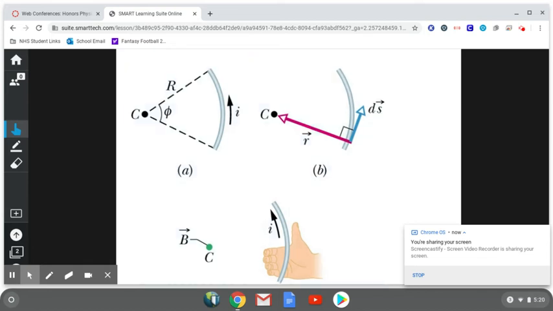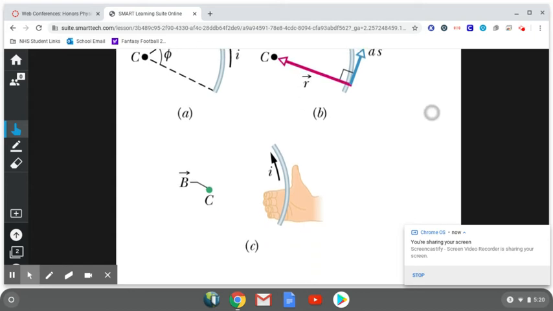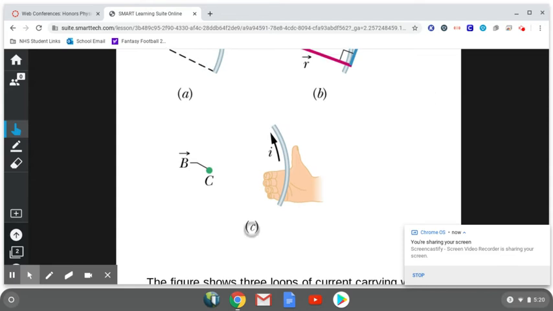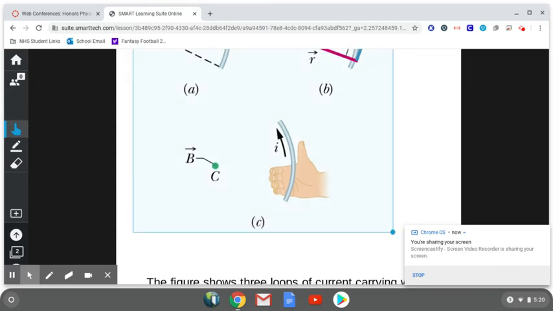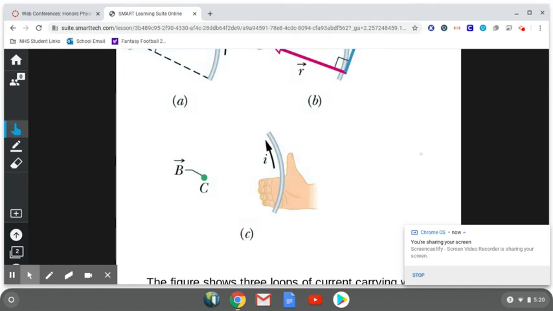they would call the little current length. And if you point your thumb in the direction of that current length, it produces a magnetic field at point C that is r distance away. And if you move your attention to picture C right here, what they're trying to show you then is that if you take your right hand and point your thumb in the direction of the current to the left of the wire, your fingers would curl out of the page.